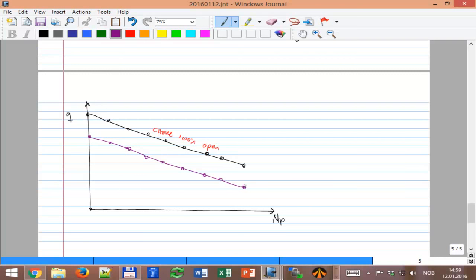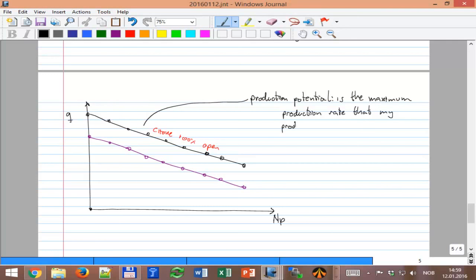Now, I'm going to call this line here, choke 100% open, I'm going to call it the production potential. The production potential is the maximum production rate that my production system can deliver at a given reservoir pressure.